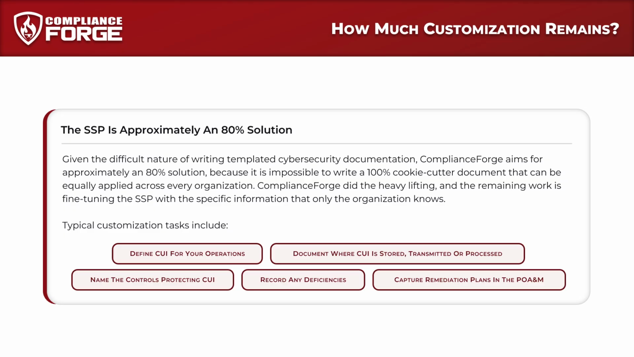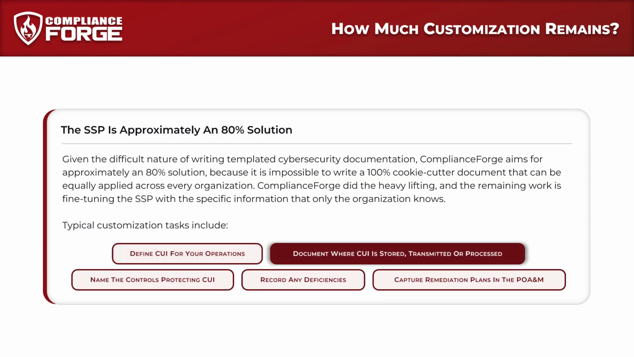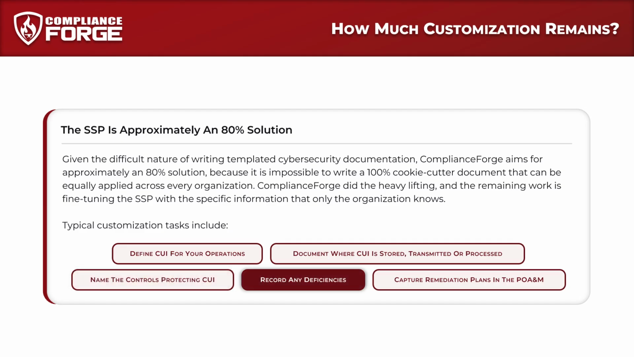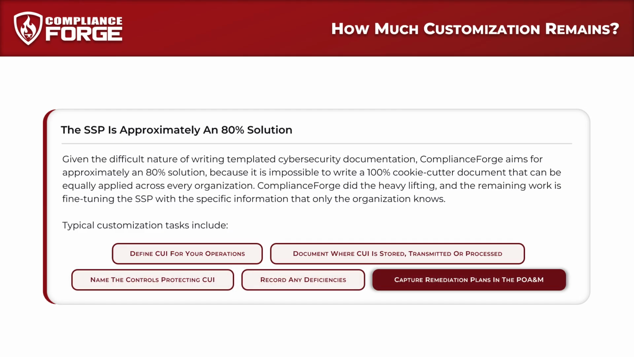ComplianceForge did the heavy lifting, and the remaining work is fine-tuning the SSP with the specific information that only your organization knows. In practice, customization is filling in the blanks, defining what CUI is in the context of your operations, documenting where CUI is stored, transmitted, or processed, naming the controls in place to protect it, recording any deficiencies, and capturing remediation plans in the plan of action and milestones.